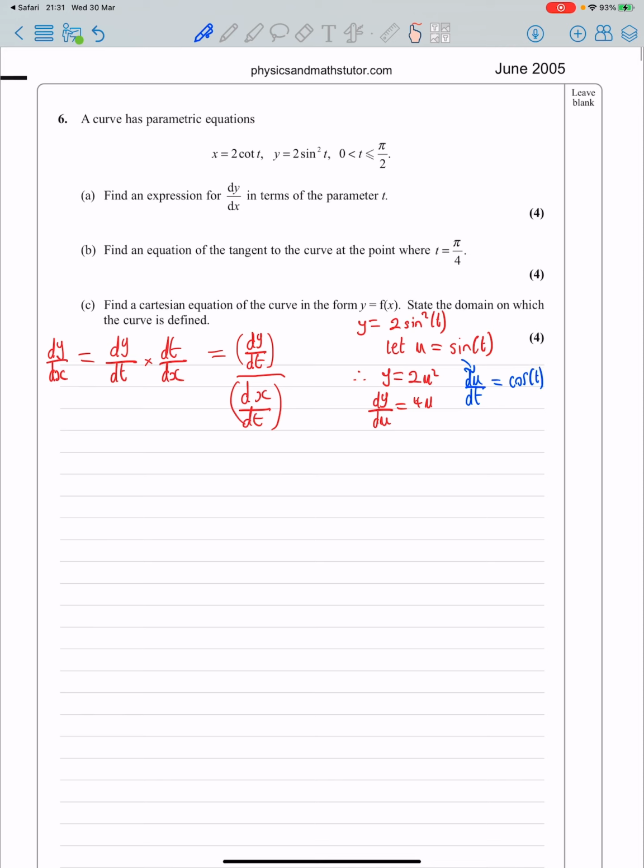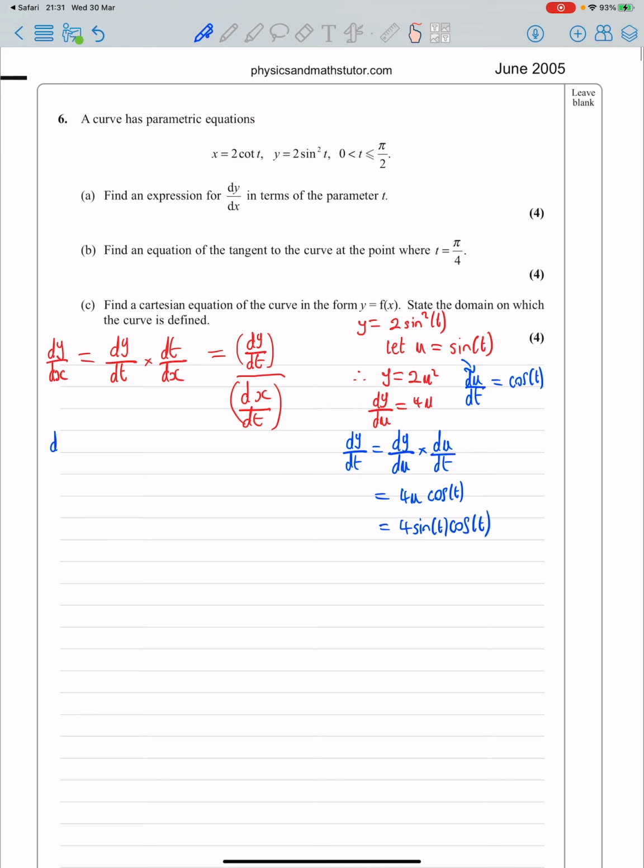So, all in all, to get my dy/dt, that's going to equal, by the chain rule, dy/du multiplied by du/dt. Now, dy/du we worked out was 4u, and du/dt was equal to cos t. Now u is equal to sine t, so that's equal to 4 sine t cos t. So that's that bit done. Now let's work out what dx/dt is.